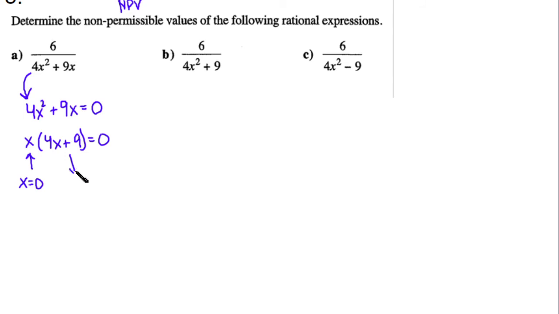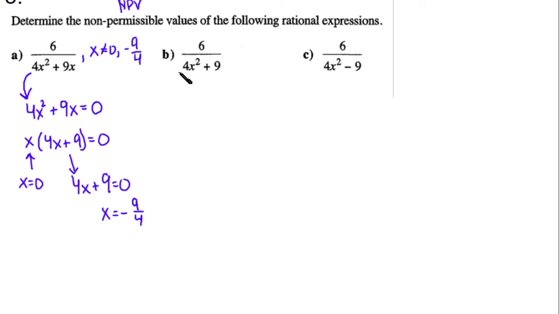And then we also have to see for what value of x does 4x plus 9 equal 0. Well, we can subtract 9, divide by 4. So it's going to be negative 9 over 4. So the non-permissible values here are that x cannot equal 0, and it can also not equal negative 9 over 4.